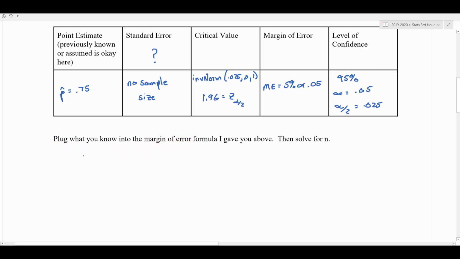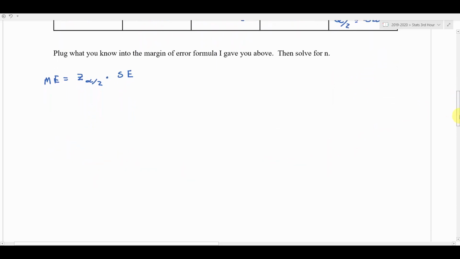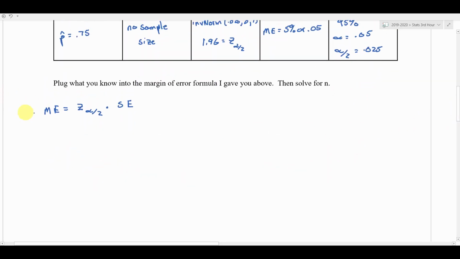All right, so recall from the previous notes, we had said that to find the margin of error, we have to take the standard error times the critical value. Okay, so we take Z alpha over 2 and we multiply it by the standard error. This is our margin of error formula. We know certain parts of this formula already, so we're going to fill in what we know. So we know that the margin of error has to be 5%, so I'm going to go ahead and put in a 0.05 for the margin of error.